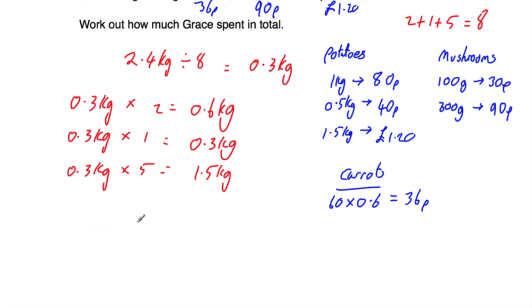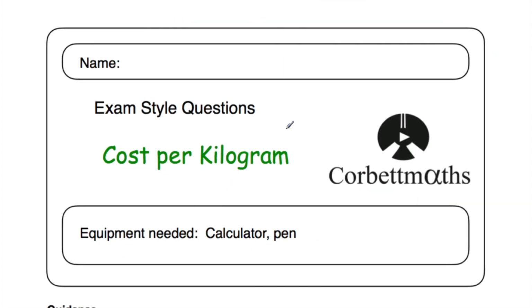So let's do that. £1.20, or 120p, 90p, and 36p. Let's add them together and see what we get. 0 plus 0 plus 6 is 6. 2 plus 9 is equal to 11, plus 3 is equal to 14, so put our 4 down and carry a 1, and 1 plus 1 is equal to 2. So that would be £2.46, and that's it. So these have been the video solutions to the cost per kilogram practice questions.